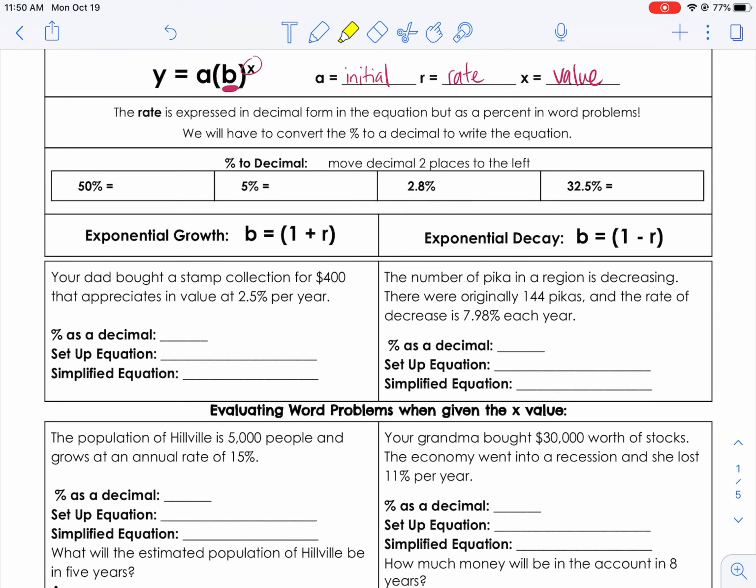But the tricky part about these word problems that we're going to have to pay close attention to is that the rate is sometimes expressed in decimal form. The rate is going to need to be expressed in decimal form for our equation. But sometimes in a word problem, it's expressed as a percent. So we'll have to change that percent to a decimal and then use it to figure out what our exponential base should be.